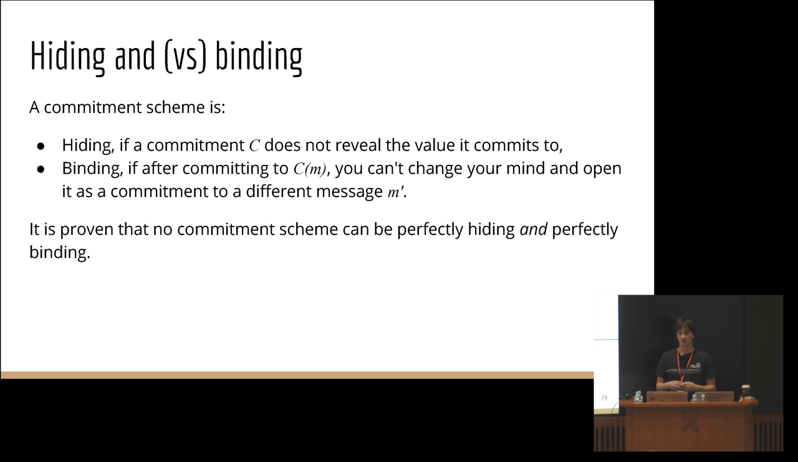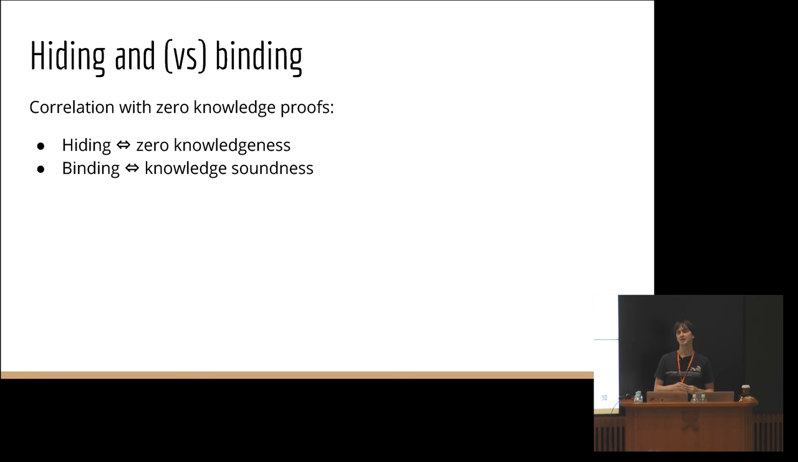So hiding and binding, and it has been proven that you cannot have a commitment scheme that is perfectly hiding and perfectly binding. That's pretty sad, but we get pretty close. We're going to look a little bit at how that might work soon. But there's a correlation here with zero knowledge proofs, and you saw briefly John Newberg talk about how you can prove zero knowledge proofs and how there's three criteria. The hiding and binding properties kind of match up to two of these criteria. The hiding property matches up to zero knowledgeness and the binding with the knowledge soundness.